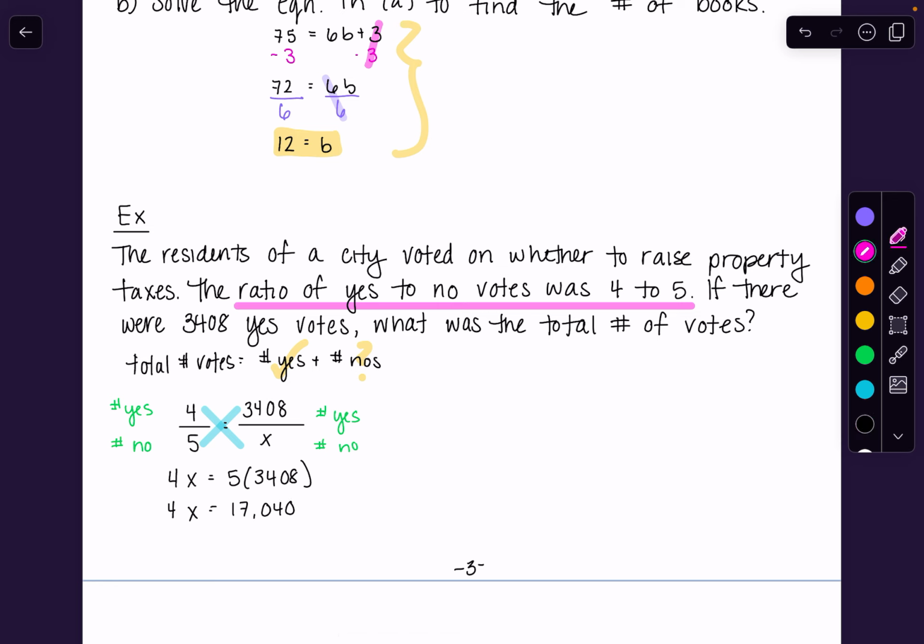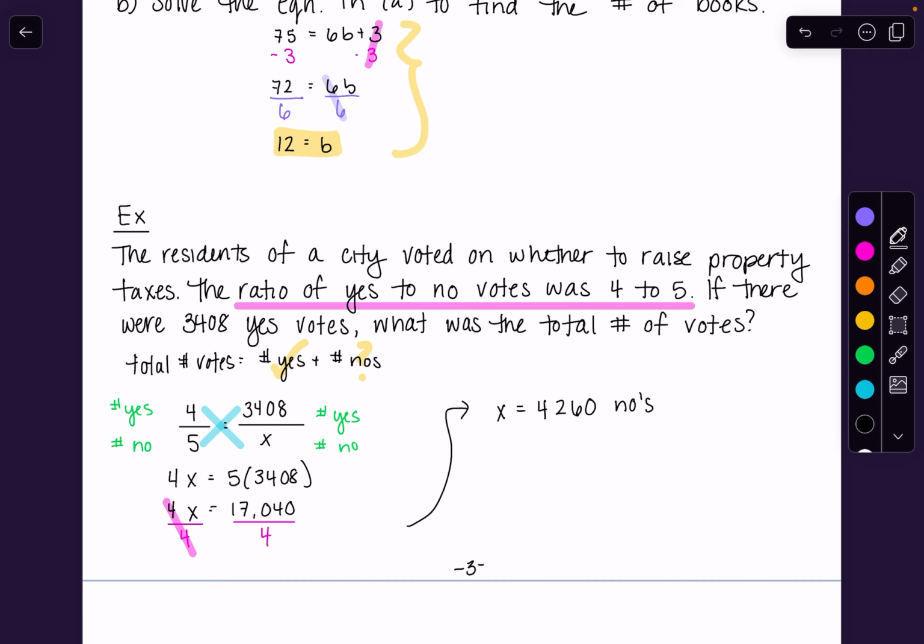And then to solve for x, you have 4 times x. So we're going to go ahead and divide both sides by 4. And so what that tells us, 4 divided by 4 cancels, and that leaves us with the unknown x. And if you do that division, you get 4,260. And so x is representing the number of no's. This means there are 4,260 no's.